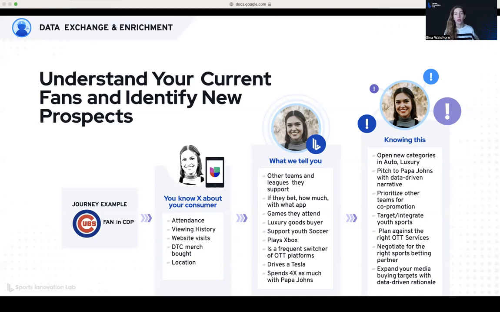the value of your own CDP data that then allows you to go out to market with a different sponsorship narrative, with data-driven sponsorship points to bring on new brands or partners, to prioritize your own partners, other teams, other leagues, to figure out how you're going to target and what your priority audiences should look like.